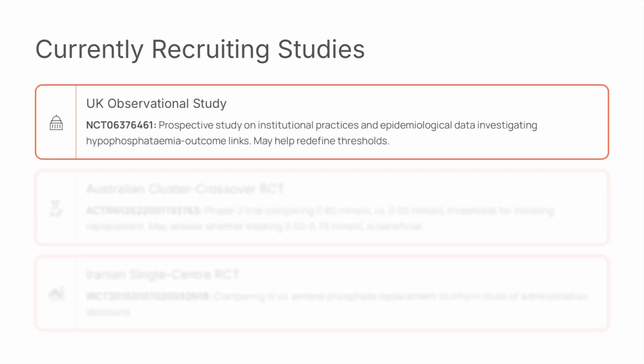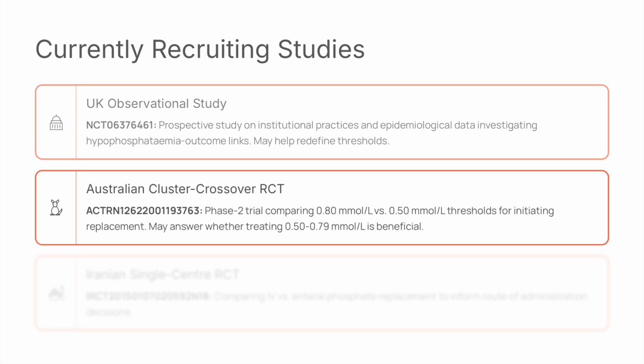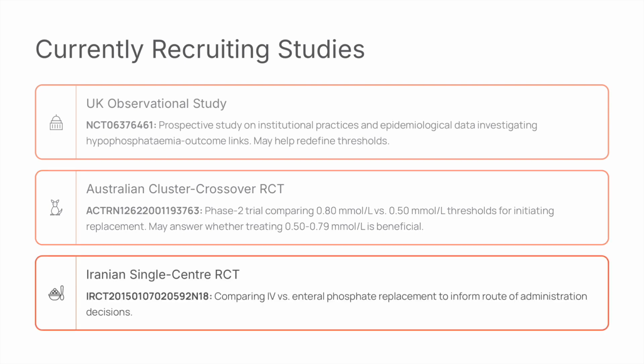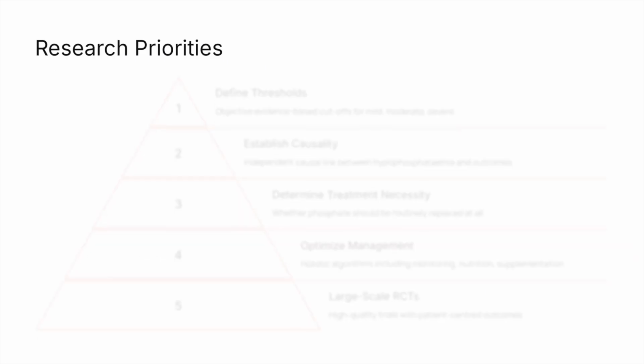So we have a lot of studies going on. There is a UK observational study which is looking into institutional practice. There is the Australian cluster crossover RCT which is looking at the various thresholds of treatment, and you have an Iranian trial which is looking at enteral versus IV. So we might be getting a lot of information in the near future.